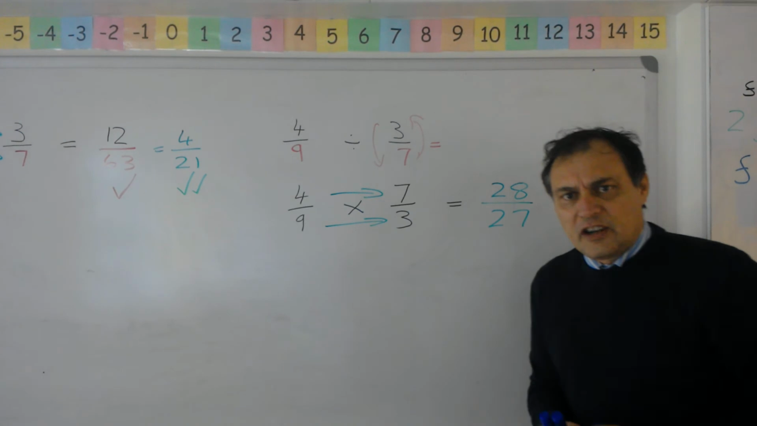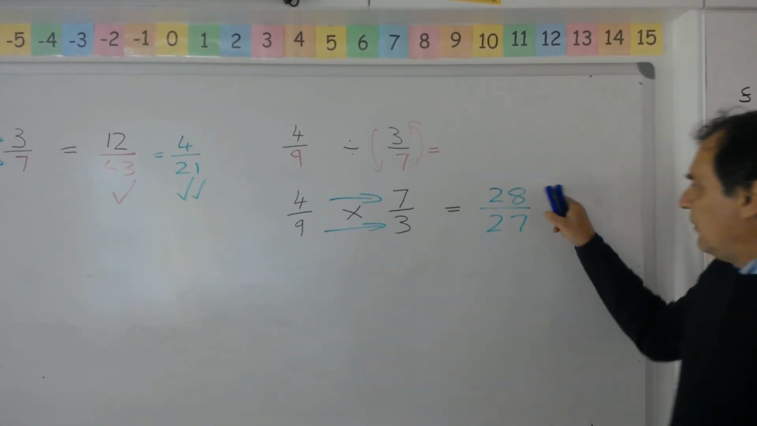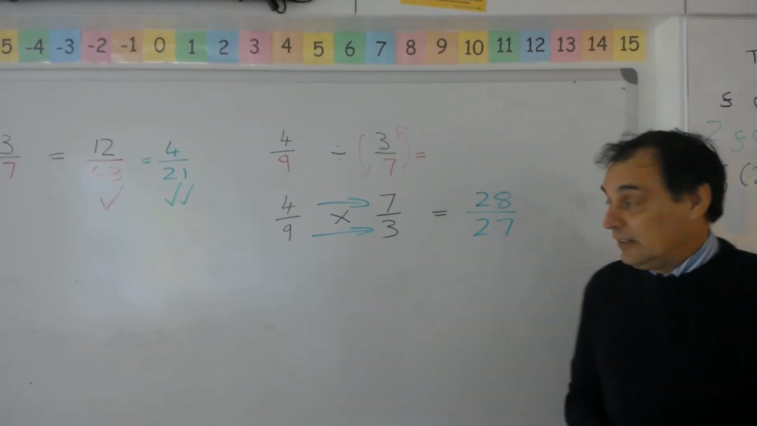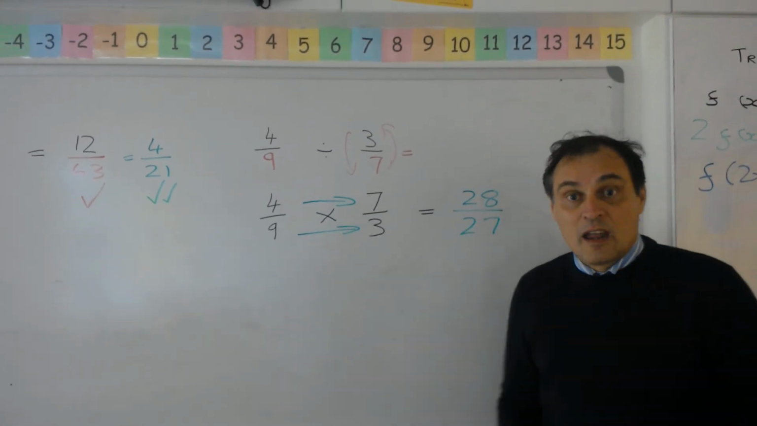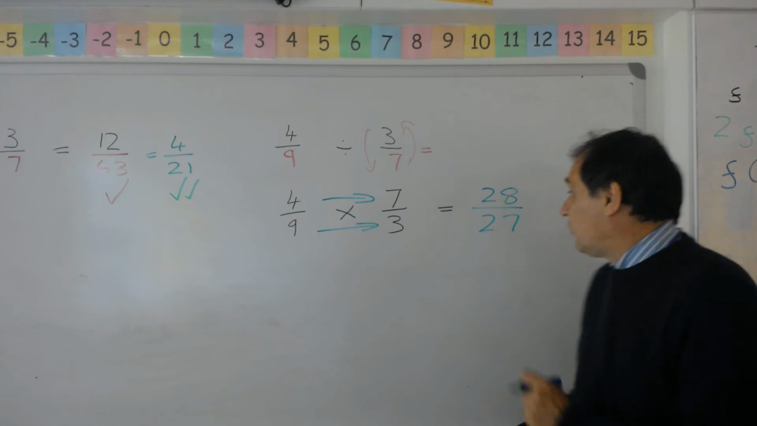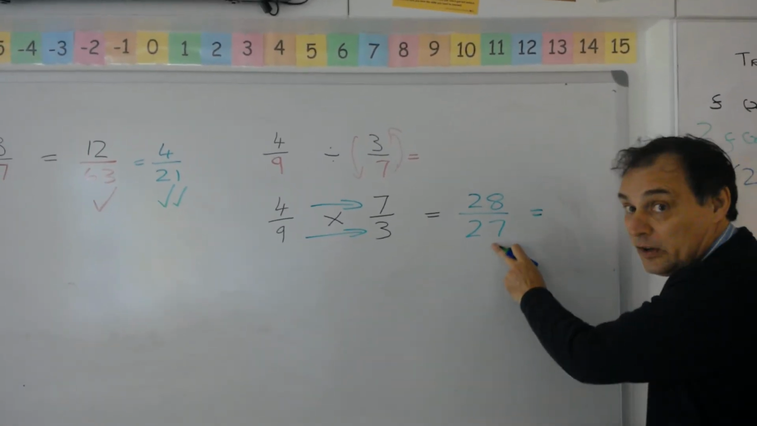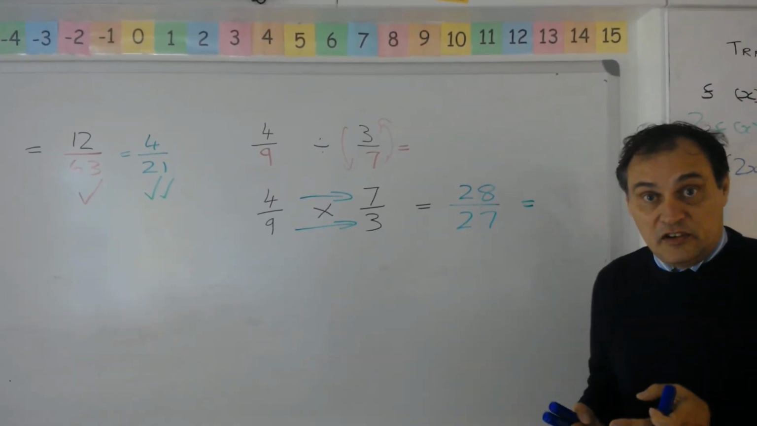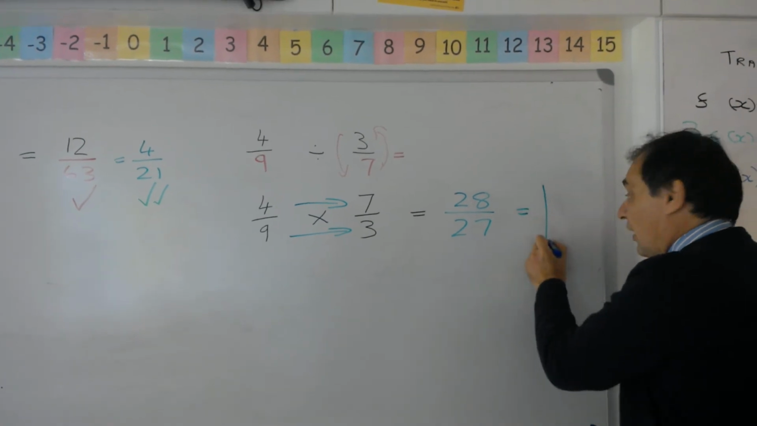Now there's one extra thing that you could do on that. As I can see, my 28 is larger than my 27, so we could recap back to our work where we're converting fractions into mixed numbers. So we see how many times does 27 go into 28? It goes 1 whole time.